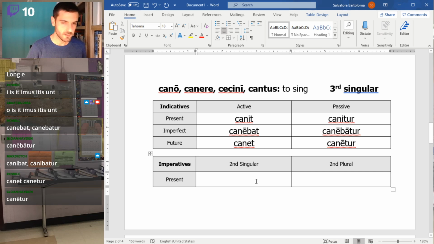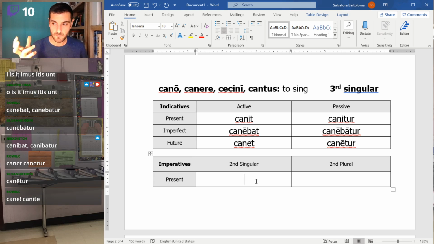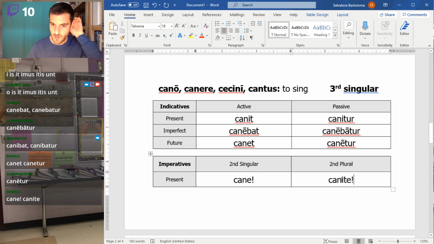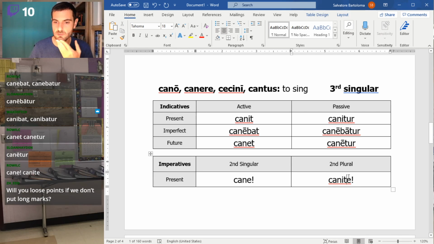My two imperatives, because it's third conjugation, bells should be going off in my head because this is where the weird stuff's going to happen. My singular imperative is pretty normal. My plural, right? Cane versus canite. So there's another situation there where the little E in canere is going to do something funky.